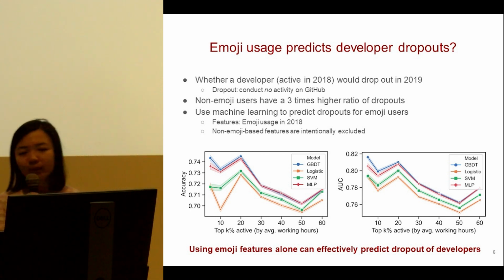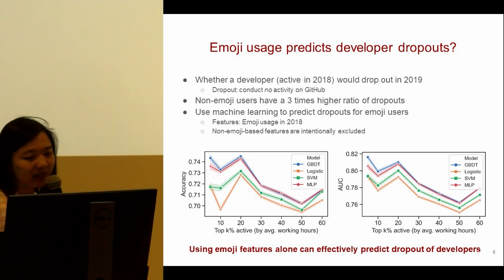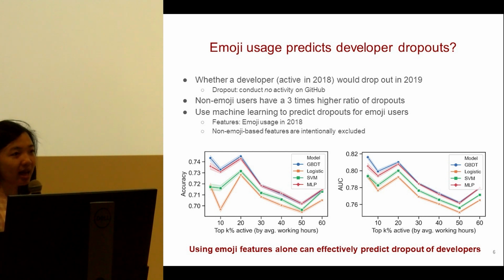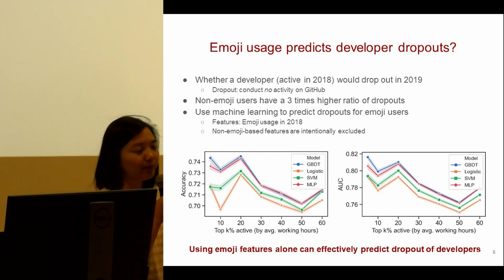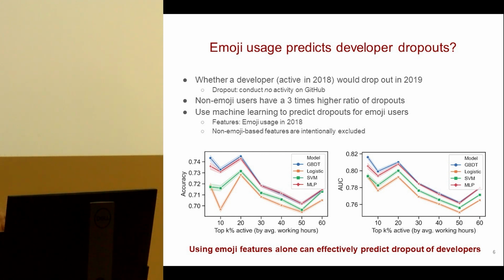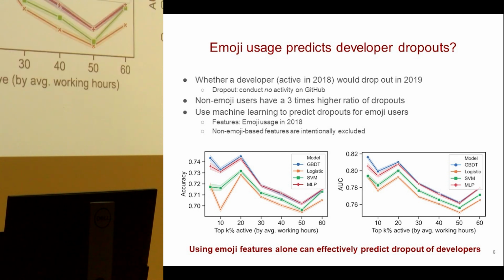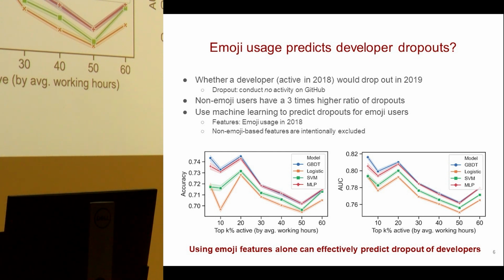And furthermore, we use machine learning models to predict the dropouts for emoji users. In particular, we use only the features related to emojis, and we excluded the non-emoji based features. So we can see whether the emojis, which are a good representation of emotions, can be a good indicator of the future working status. Okay, so we used several machine learning models, including GPT, Logistic, SVM, and MLP.